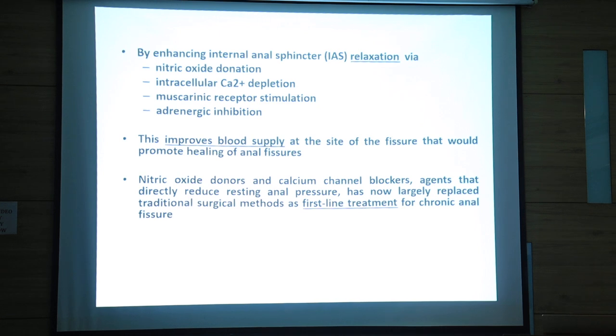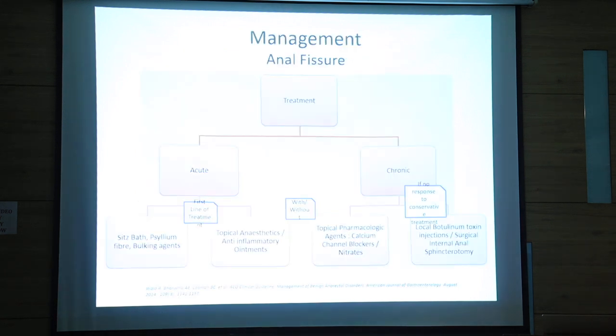We sometimes skip the theory part, so I am just telling you slight things about the theory. So, by enhancing internal anal sphincter relaxation via nitric oxide donation, intracellular calcium depletion, muscarinic receptor stimulation, and adrenergic inhibition, this improves blood supply at the site of the fissure and will promote healing. Nitric oxide donors and calcium channel blockers, agents that directly reduce the resting anal pressure, have now largely replaced traditional methods. So, acute fissure line of treatment: sitz bath, psyllium fiber, bulking agents, topical antibiotics, anesthetics, anti-inflammatory ointments.